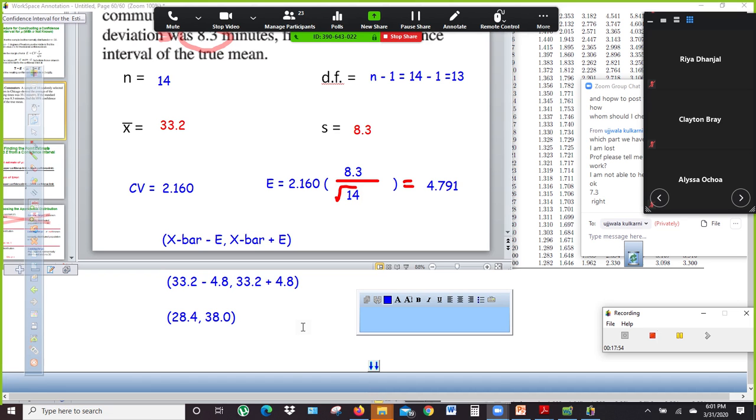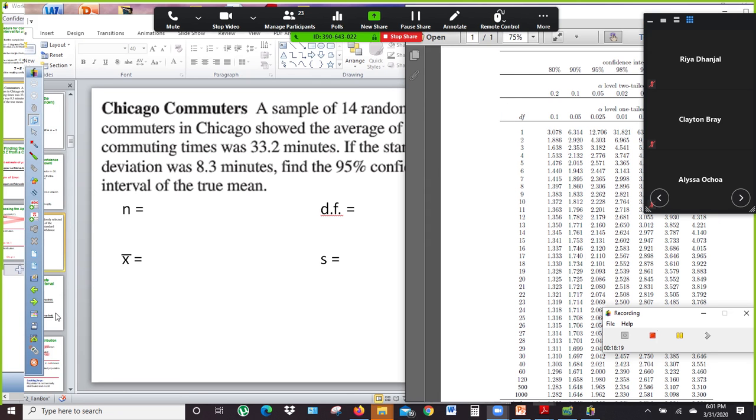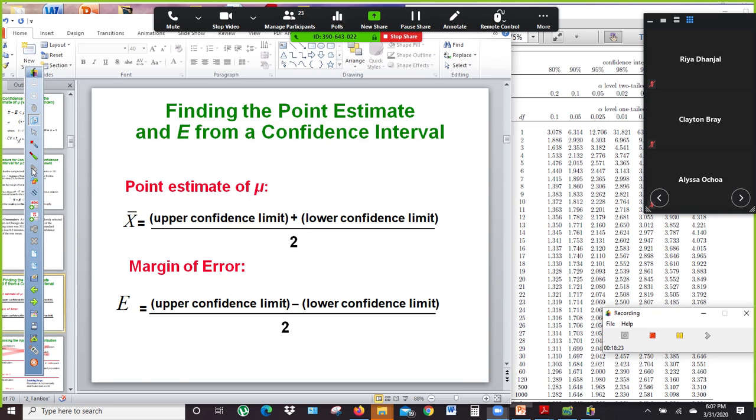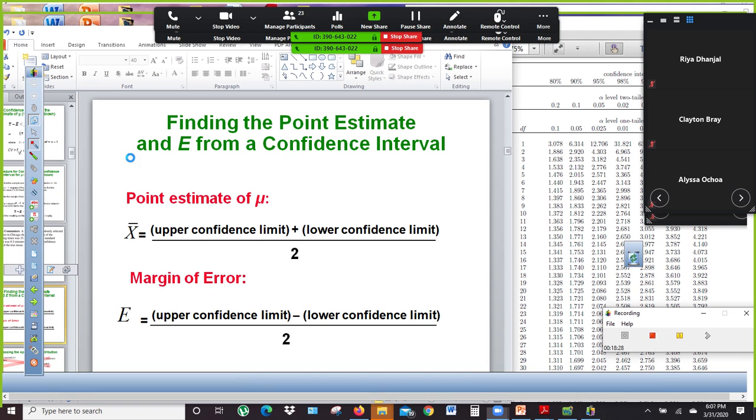So I'm kind of thinking now is a good time to take a little break. Actually, let me do 2 more things real quick. Let's go ahead and do those. So the first one is, again, talking about finding the point estimate and E from the confidence interval.